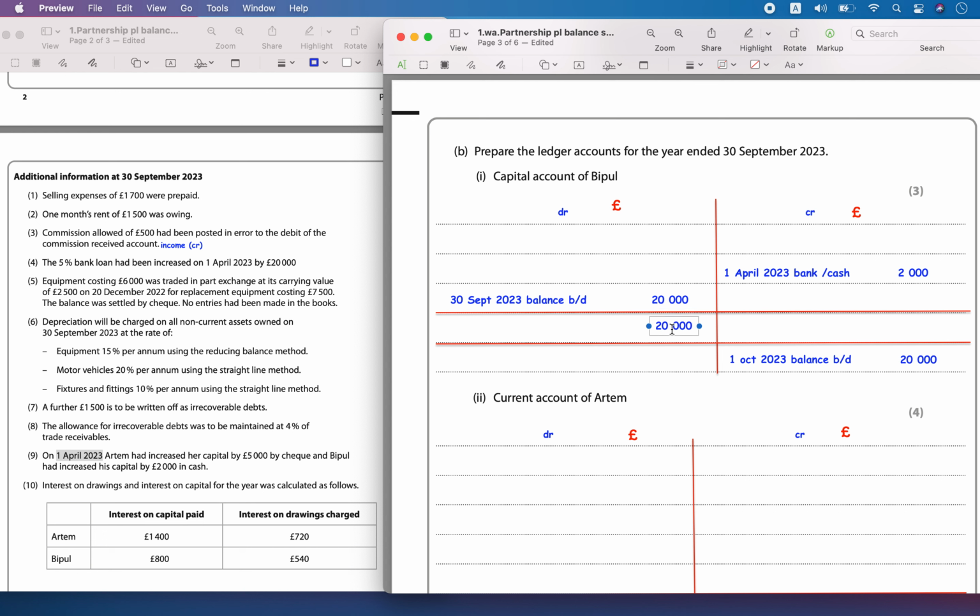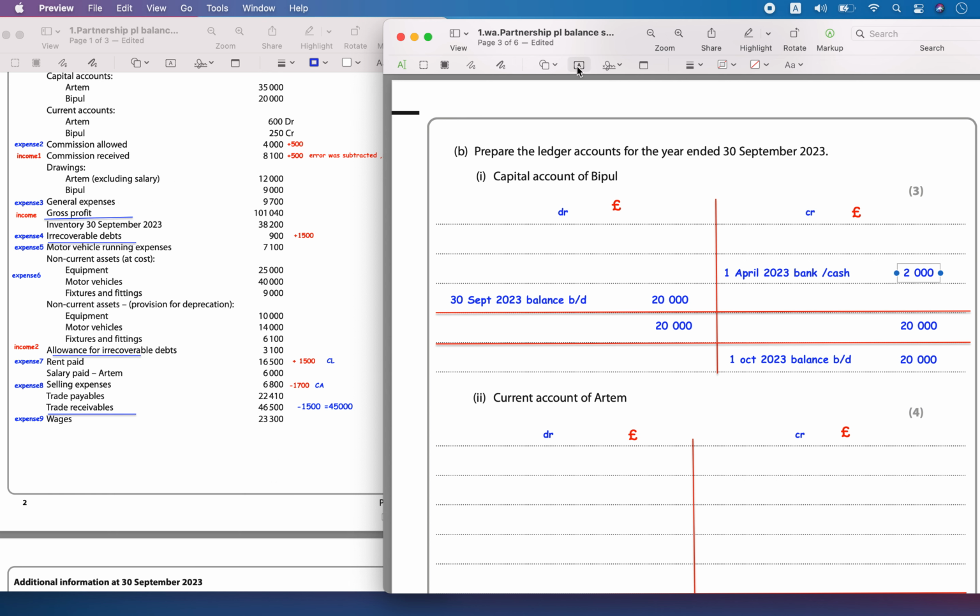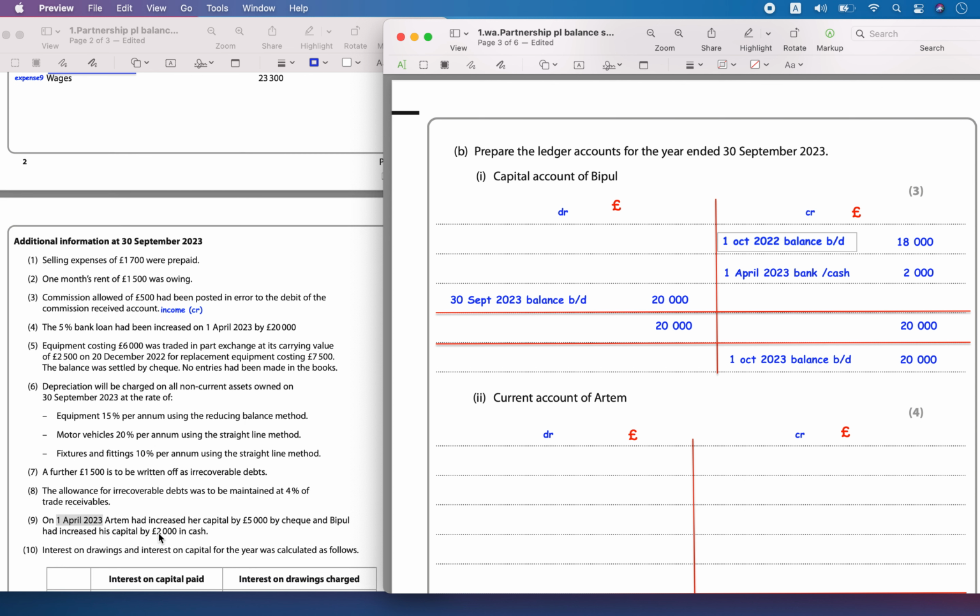Now the total balance on either side has to be the same. 20,000 minus 2,000, that value is going to be equal to 18,000. So this value is going to be 18,000, and this will be as on 1st October 2022. Then at the beginning it would have been 18,000, and during the year he had got 2,000. So his adjusted capital at the ending would have been 20,000.